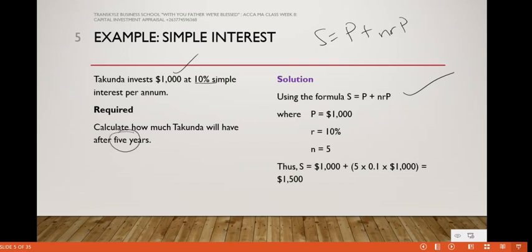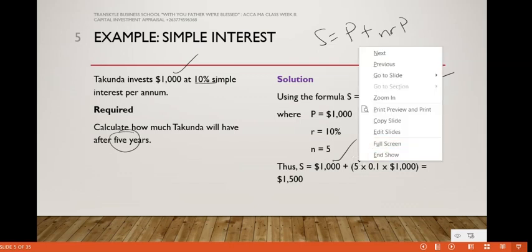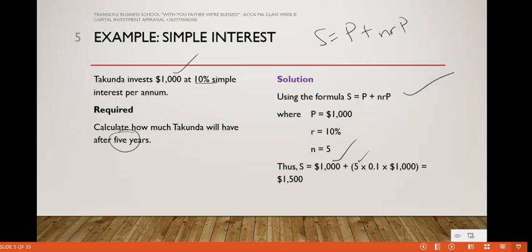So slotting these variables in the formula, we can see that S is equal to P, which is 1,000, plus N, this is our N, and the rate, that's 0.1, that is 10%, multiplied by the principal 1,000, and we get 1,500 as our sum. That's the sum under the simple interest environment.